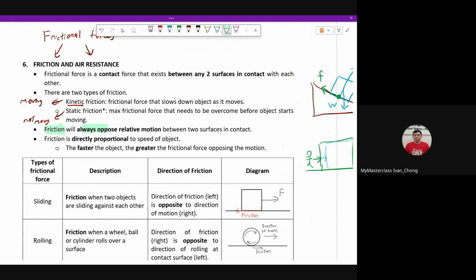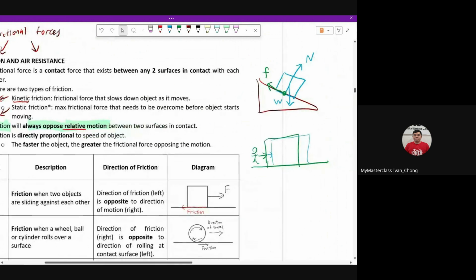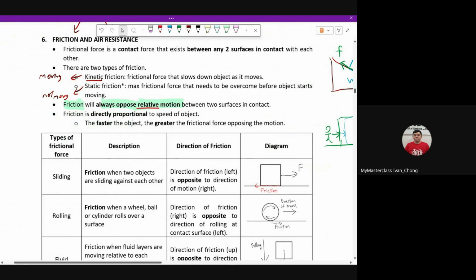Friction will always oppose relative motion. Now, if you notice, I actually added this word relative. So some students be like, "Cher, do we really need to write relative?" Yes. Why is that so? Because if you use a box example, it's very straightforward. We all understand what it is. But if you look at a ball or any kind of circular object, they will be slightly different.